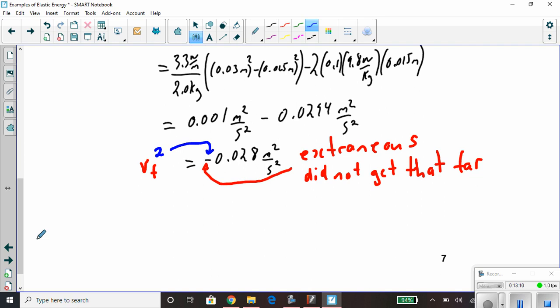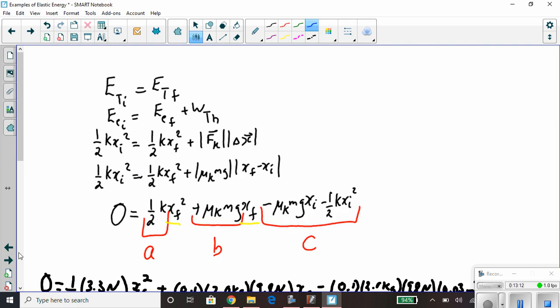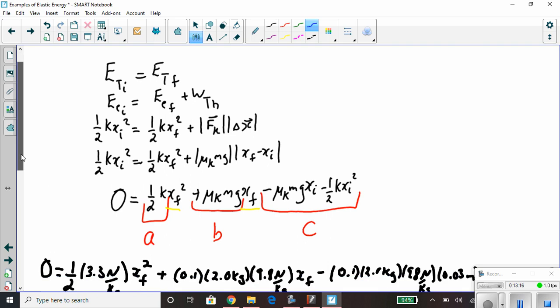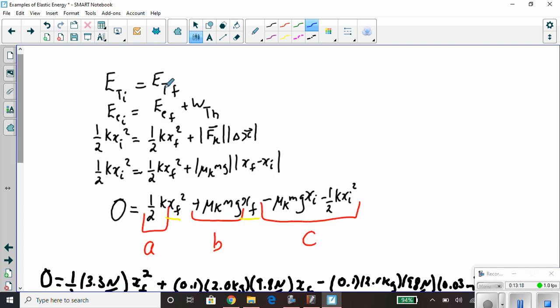So that leads to the next question. How far did it get? Right? How far did it get? So we're going to repeat this, and say that the total energy it had at the beginning is equal to the total energy it had at the end.